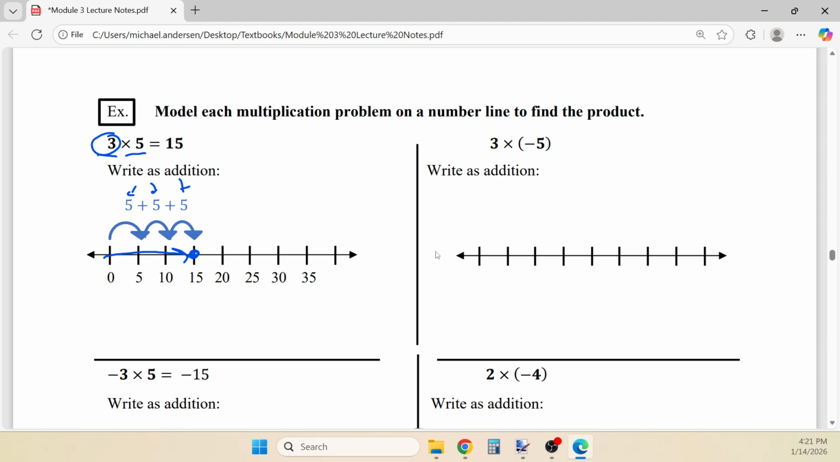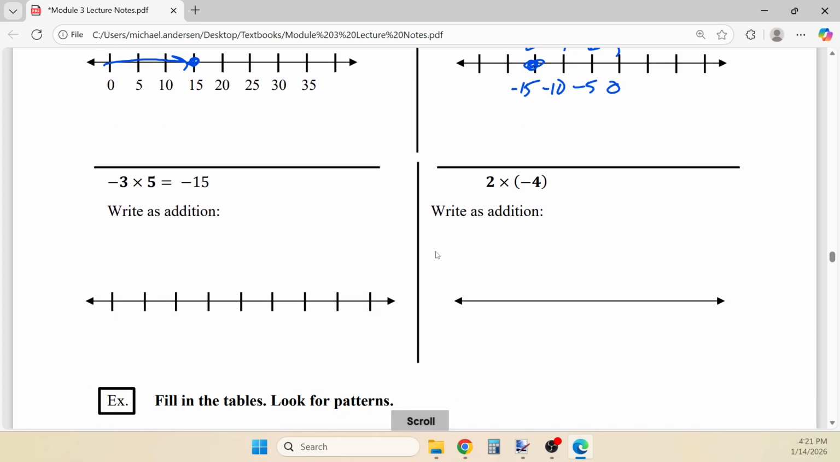3 times negative 5, well, that's going to be a similar idea. We're going to subtract 5, and again, and again. And that gets us negative 15. If we are doing negative 3 times 5, then here's 0. Instead of adding 5, we are going to subtract 5, and we're going to do it 3 times. And that ends up with the negative 15 we have here.